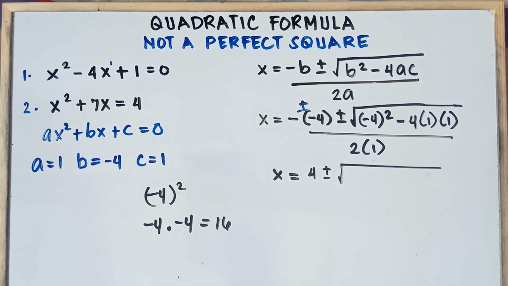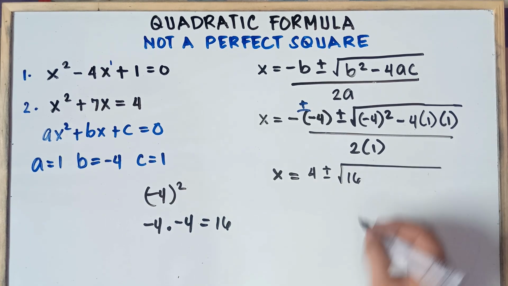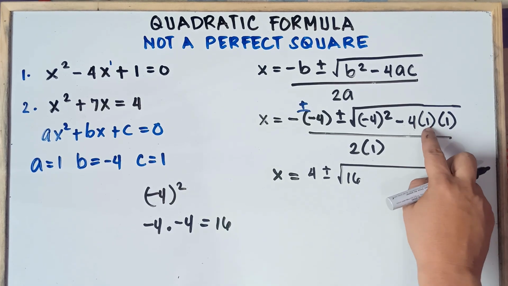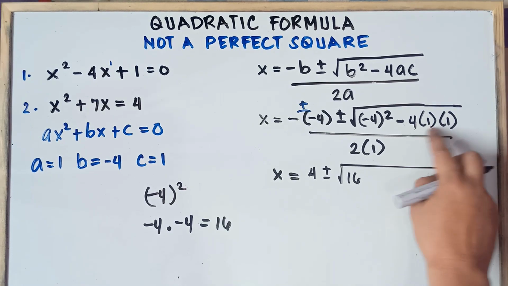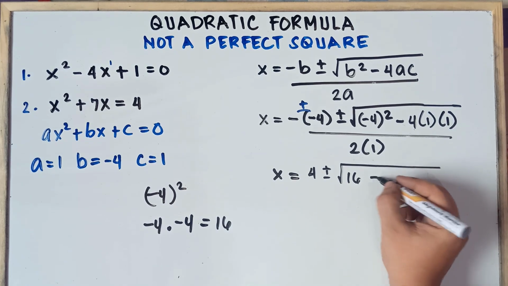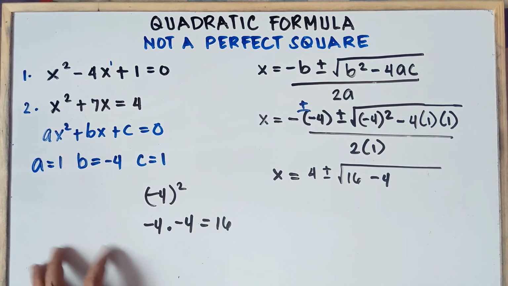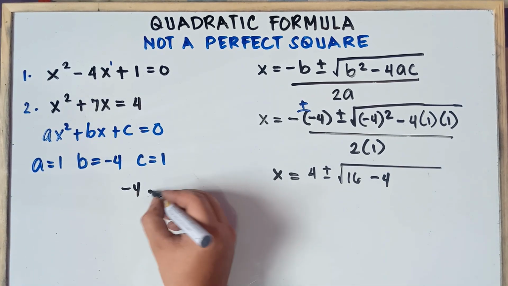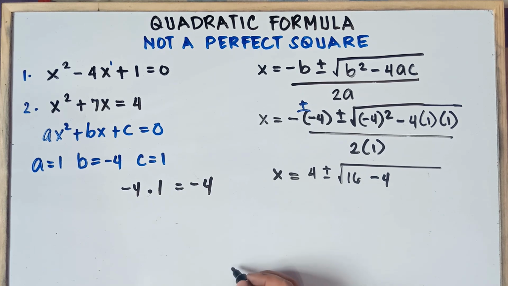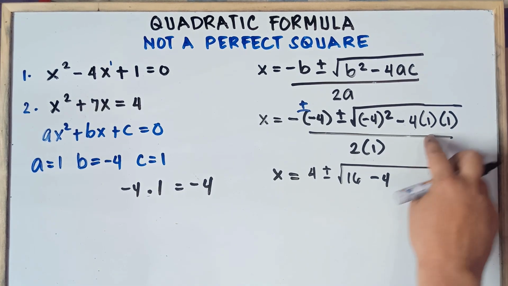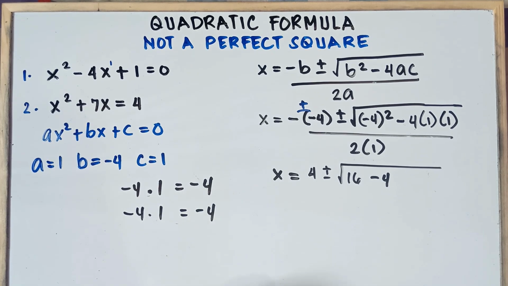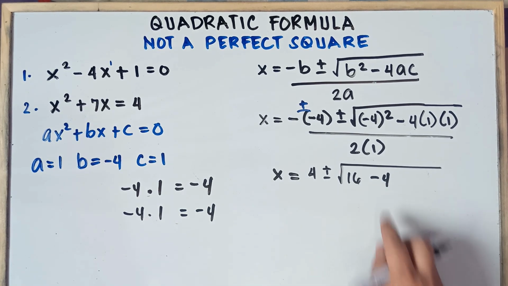So negative 4 times negative 4, that's positive 16. And then you multiply this one, class. Negative 4 times 1, that's negative 4. Alright, once again class, I hope you get this one. Negative 4 times 1, that's negative 4. So that's why we have 16 minus 4.